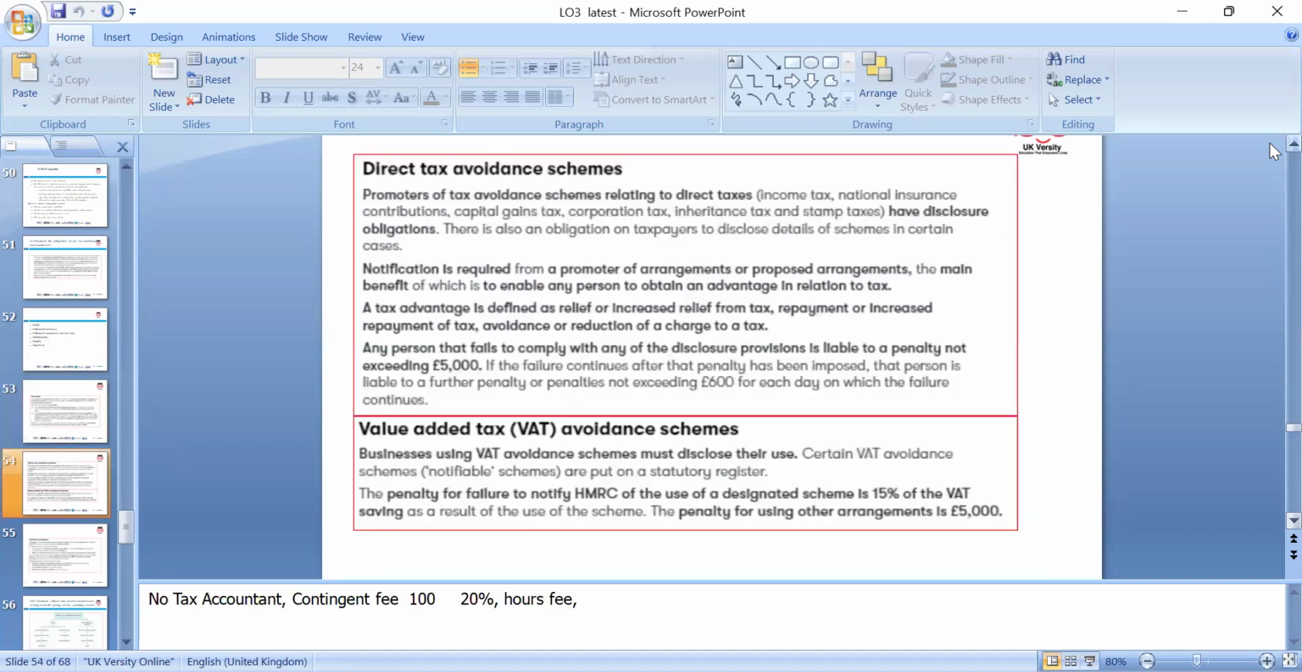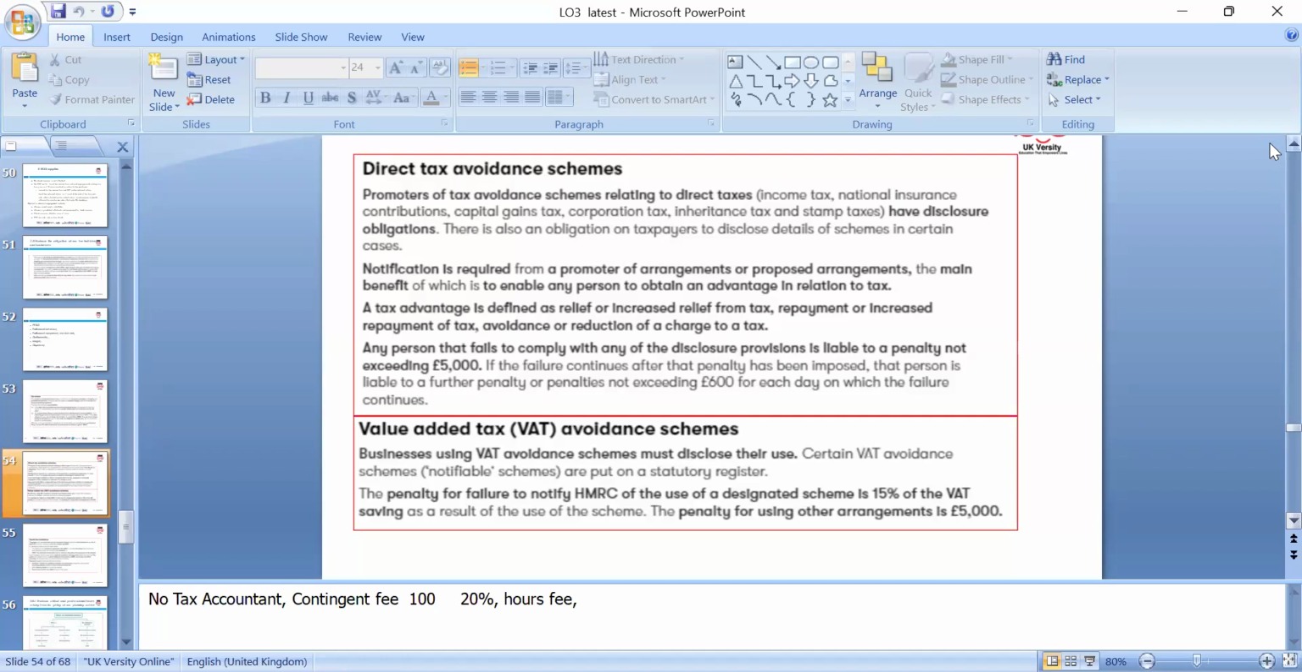Okay, direct tax avoidance schemes. The promoters of tax avoidance schemes relating to direct taxes, income tax or national insurance, capital gains, inheritance tax, have a disclosure obligation and notification that we have to look around. Any person who fails to comply with the disclosure provisions is liable to penalties exceeding 5,000. Yes, 600 can be each day.